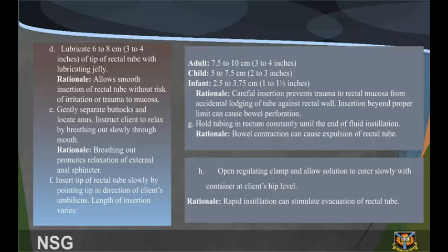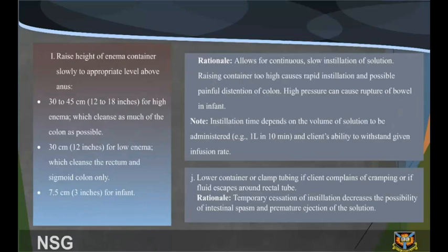Insert the tip of the rectal tube slowly by pointing the tip in the direction of the client's umbilicus. Length of insertion varies. Hold the tubing in the rectum constantly until the end of fluid instillation. Bowel contraction can cause expulsion of the rectal tube. Open the regulating clamp and allow the solution to enter slowly with the container at the client's hip level. Rapid instillation can stimulate evacuation of the solution.